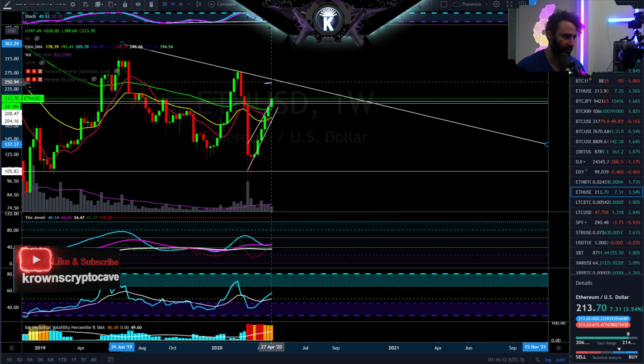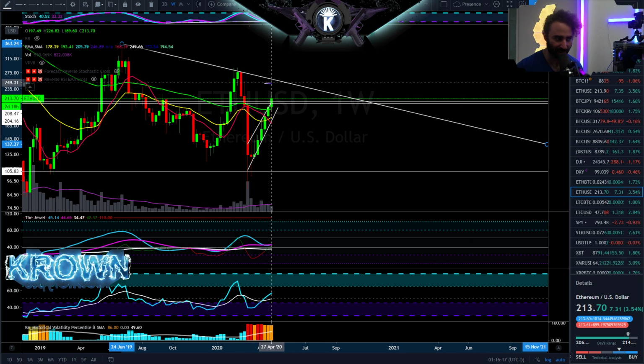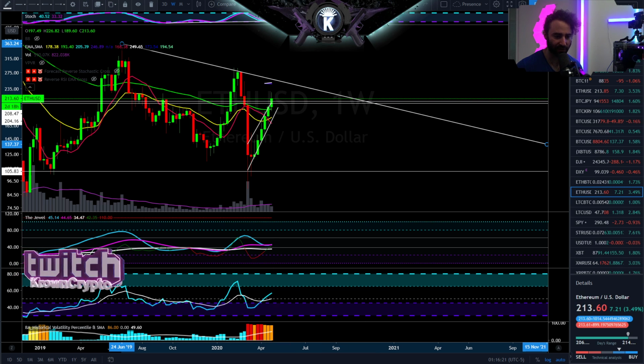Let's see where this trend line comes in. Something like this is what I'd be looking towards. Also, proverbially where the 200 simple and 200 exponential are trying to populate right now, although it's way too early to really judge that one. But yeah, they would be around the 250-ish region, so fair enough.